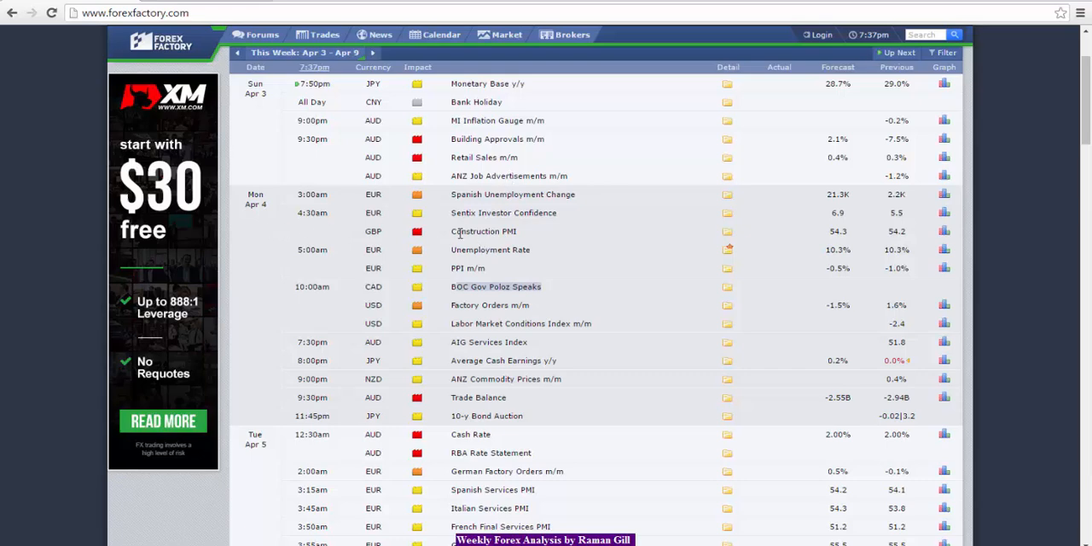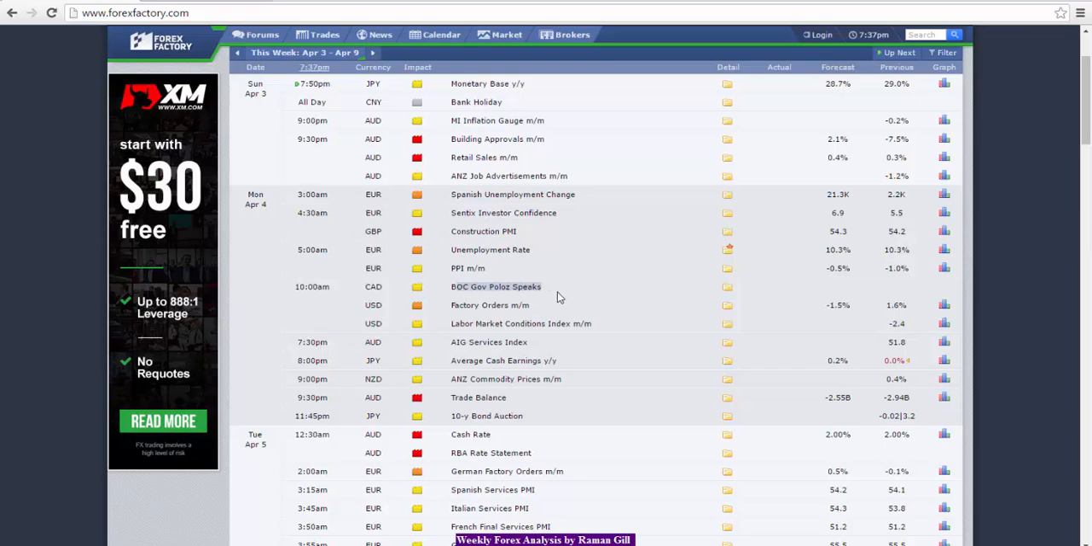On Monday, we have construction PMI numbers for the British pound in the European session. We also have unemployment rate for the euro. And then going into the US session, we have Bank of Canada Governor Poloz speaking. Market will be watching for these comments.